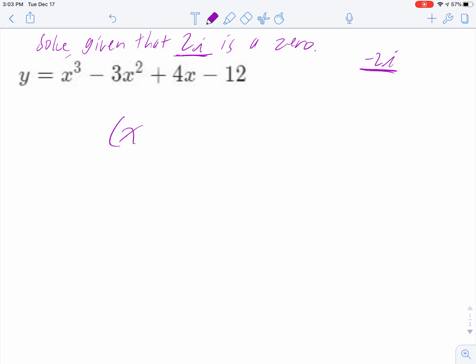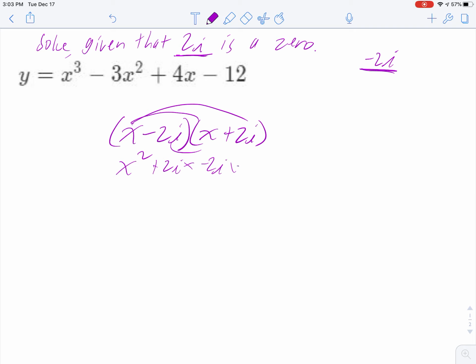And so if 2i was a 0, x minus 2i would be a factor. And if negative 2i is a 0, then x plus 2i would be a factor. Now this looks a little weird, but watch what happens. If we multiply this out, we get x squared plus 2ix minus 2ix minus 2i squared. Sorry, 4i squared. The 2ix's cancel out. I squared here is negative 1, so we end up left with x squared plus 4.